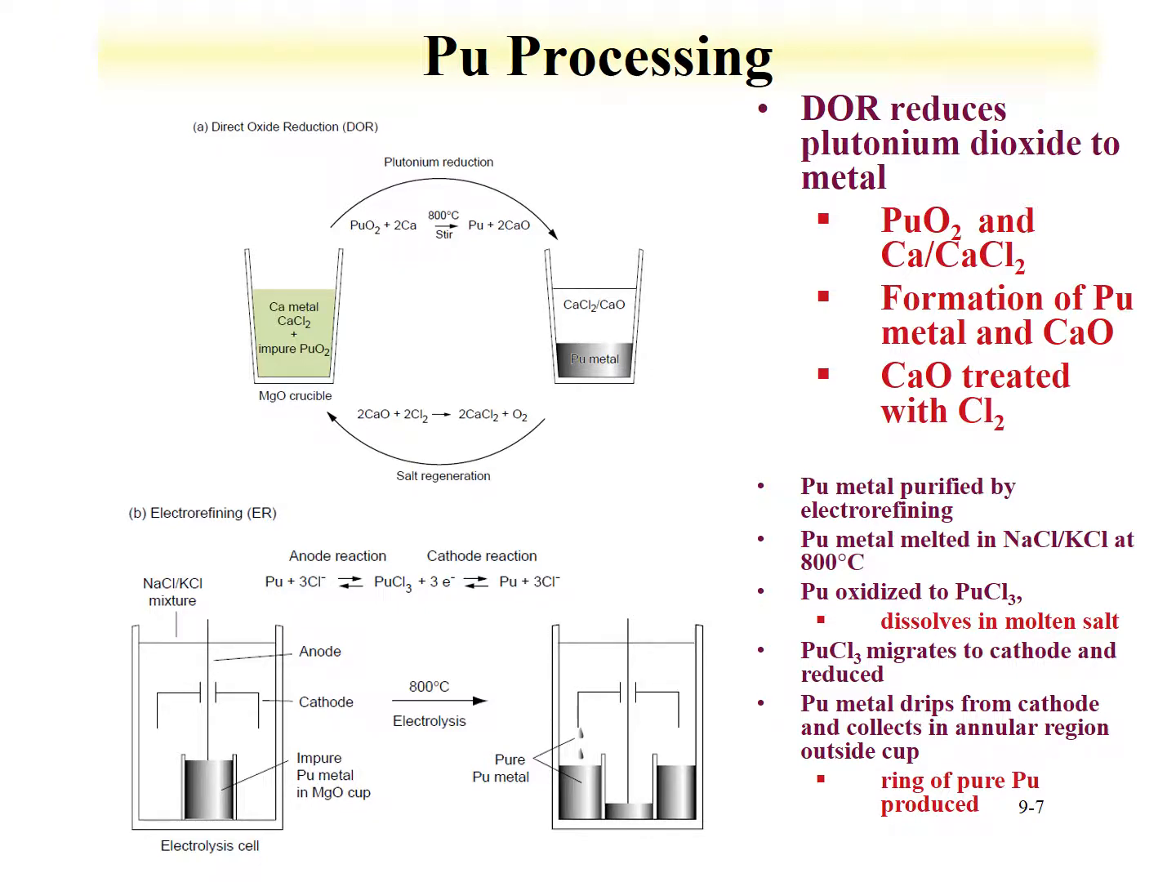This plutonium metal can be further treated by electrorefining. The metal can be added to a magnesium oxide cup in a calcium chloride, potassium chloride salt at elevated temperature, in this case at 800 degrees, well above the melting point of plutonium metal. This melted plutonium metal can then be oxidized to plutonium trichloride, which dissolves in the molten salt. It can then travel to the cathode, as was shown here. At the cathode, it's reformed into the metal. Since it's at temperatures above the melting point, it melts off the cathode into a collection area, and this can be used to produce a ring of pure plutonium metal. Again, this separation process is similar to what can be done for uranium from the oxide.